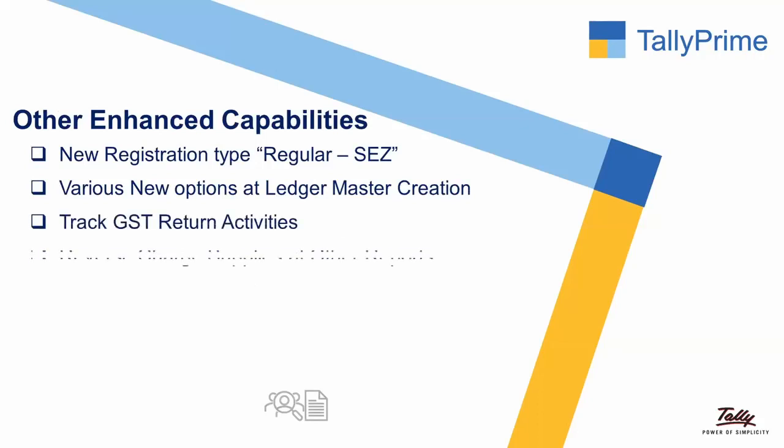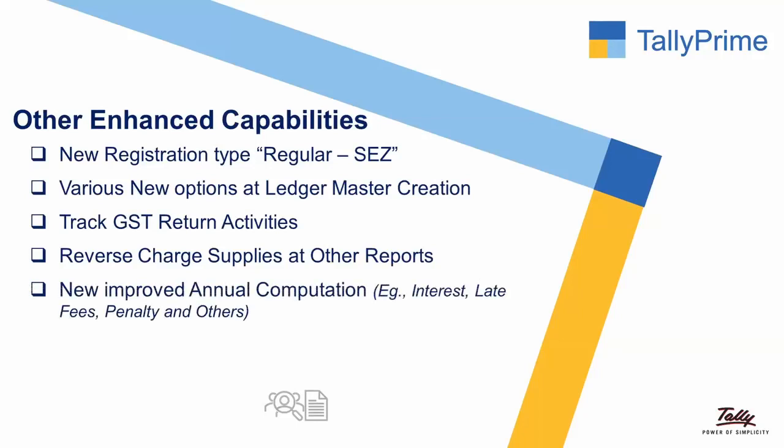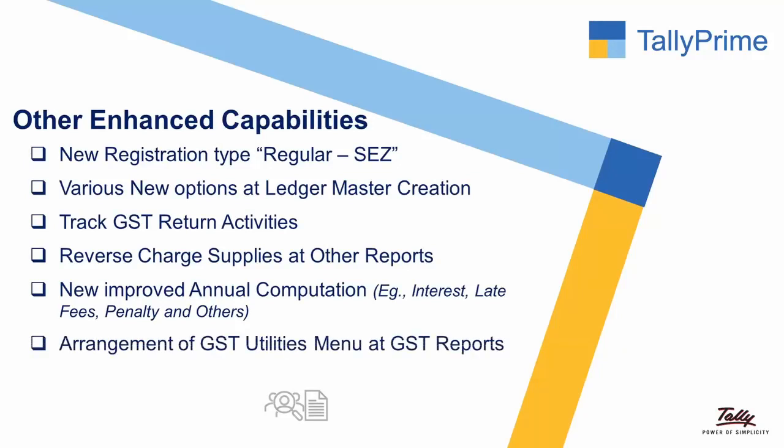Various new options at ledger master creation, track GST return, another facility, reverse charge supplies in other reports. New improved annual computation where interest, late fee, penalty, and other things are configured. Then the arrangement of the GST utilities menu in the GST reports is there. And much more is there. Don't hesitate to get into TallyPrime latest Release 3.